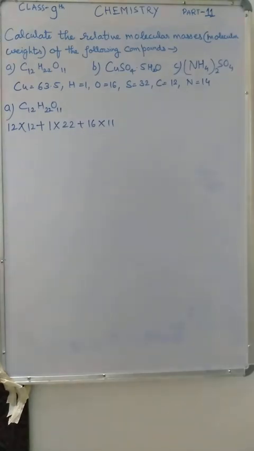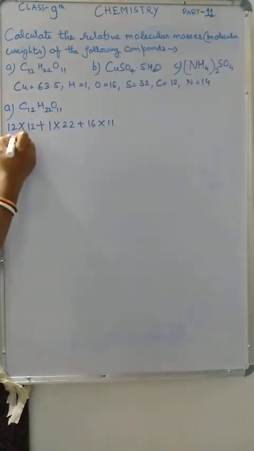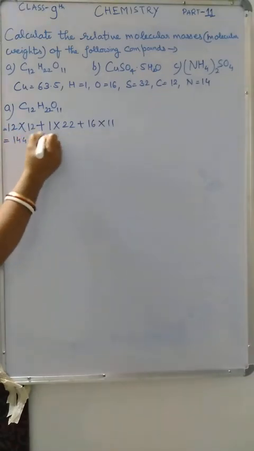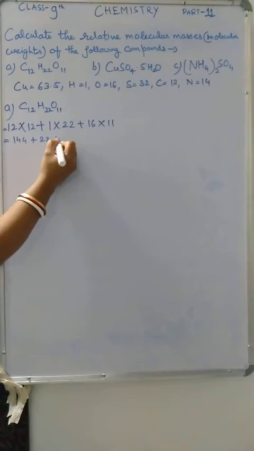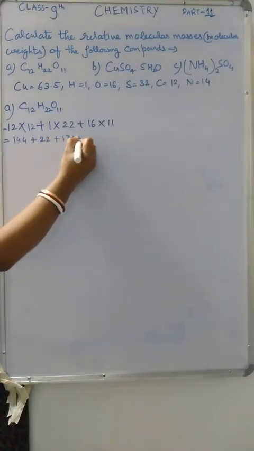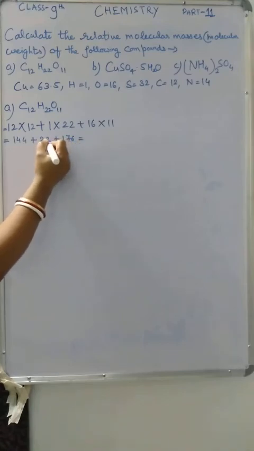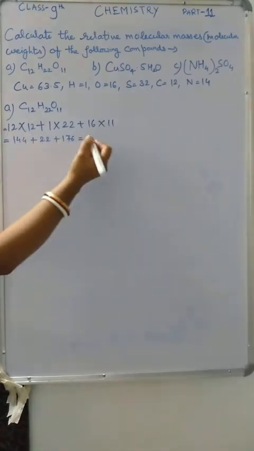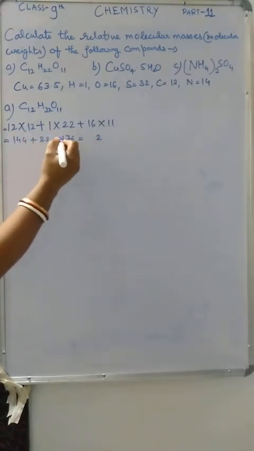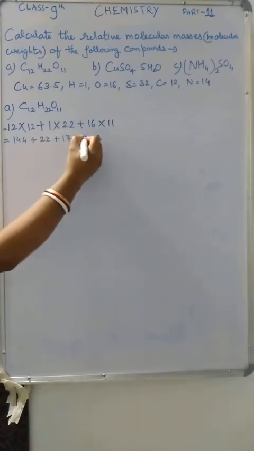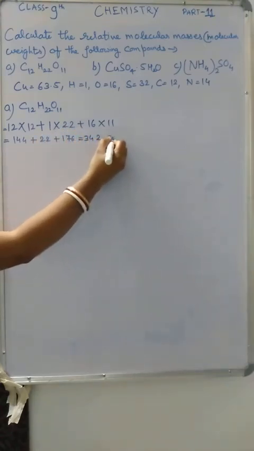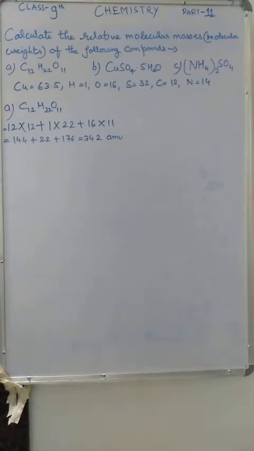Now 12 into 12, 144. 1 into 22, 22. 16 into 11, 176. Now if you add it, 6 plus 2, 8 plus 4, 12. Then your answer will be 342 AMU, atomic mass unit. It is very simple.